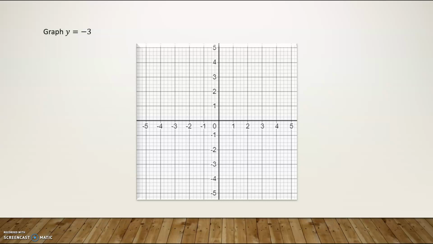Okay, so let's graph y is equal to -3. Since y is equal to -3 at this point, this point, this point, and so on, that would be a horizontal line, and that's it. Now x is equal to 4, here, here, here, and so on. So we'll draw a straight vertical line, and that's it for those.